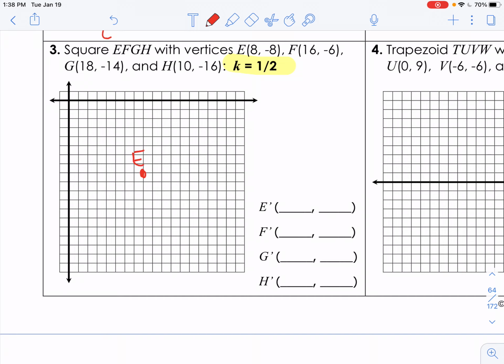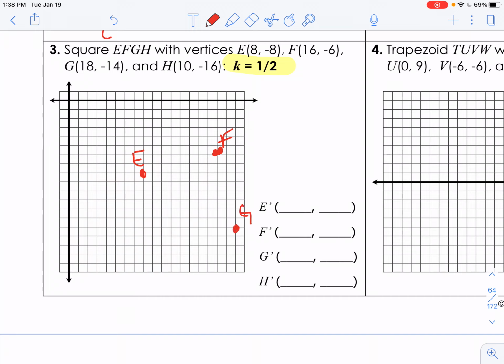F is right 16, down 6. 13, 14, 15, 16. 1, 2, 3, 4, 5, 6. So that should be there. Oops, there. G is right 18, down 14. 18. 2, 3, 4, 5, 6, 7, 8, 9, 10, 11, 12, 13, 14. Oh my goodness, a lot of counting on this one.